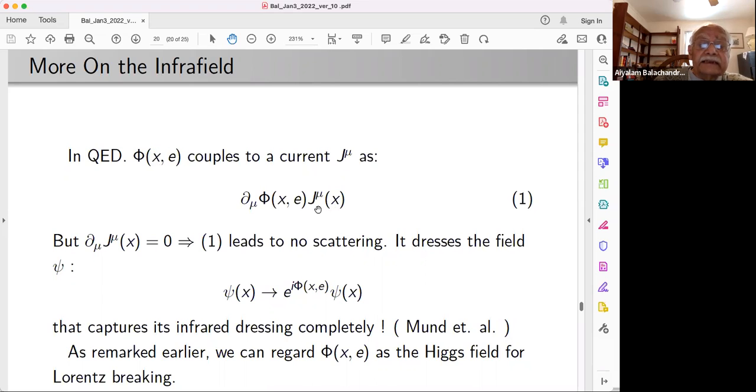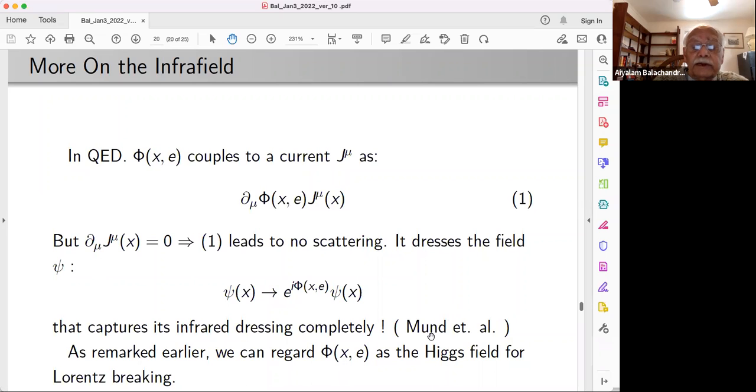But this current is conserved, with the result that it leads to no scattering. This escort field goes away because of this nature of the coupling, because the current is conserved, but it dresses the field. So it dresses, for example, a charged field by this phase. So the claim in models is that this dressing completely captures the infrared dressing.